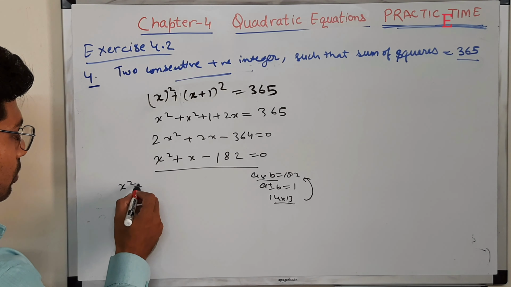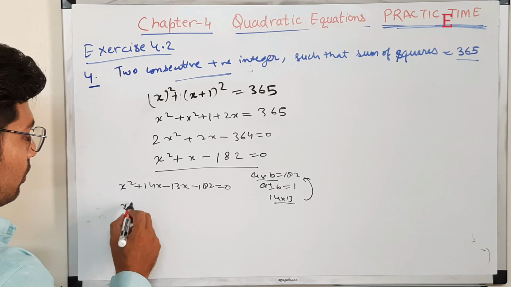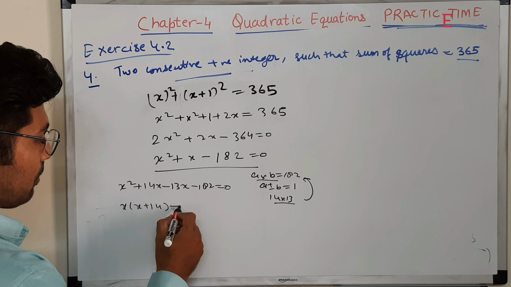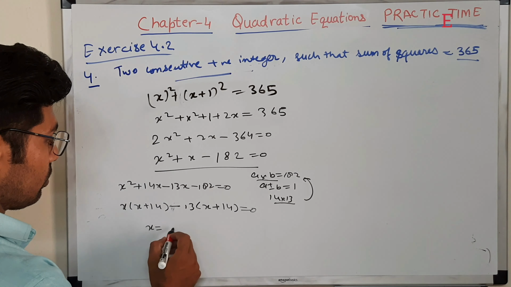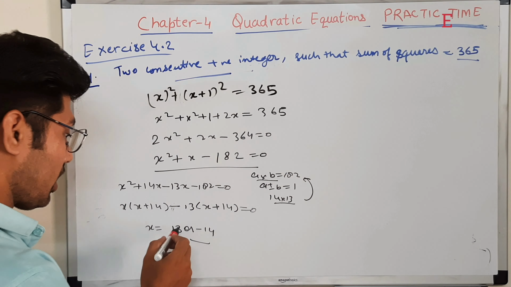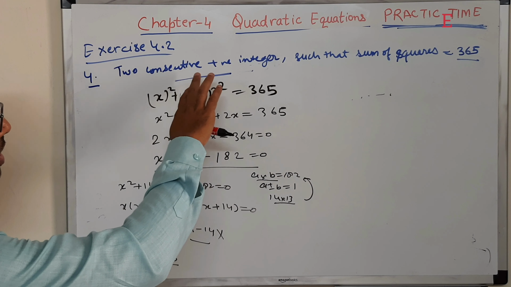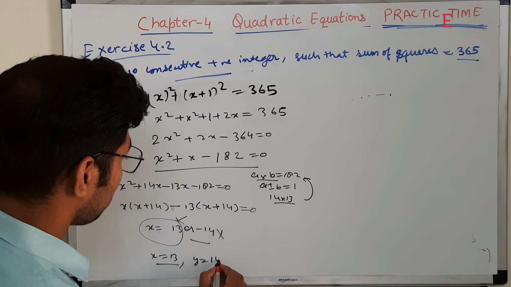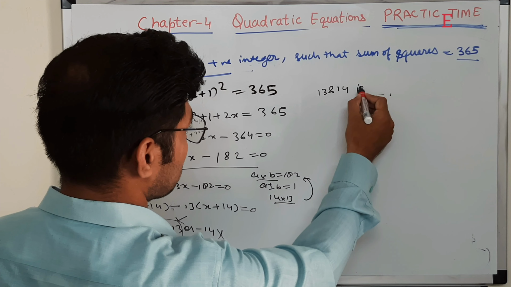So put it here: x square plus 14x minus 13x minus 182 is equal to 0. You will get x minus 13 times x plus 14 is equal to 0, so x is equal to 13 or minus 14. But we know these are positive integers, so x will be 13 here, not this one. So x is equal to 13. Now the other number is the next integer, so the other will be 14. So y will be 14. So the answer is that the numbers are 13 and 14.